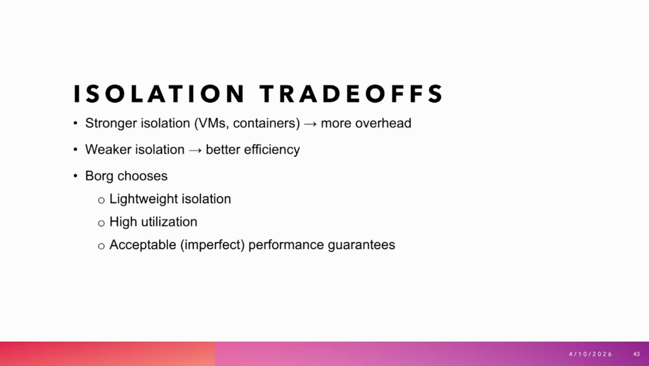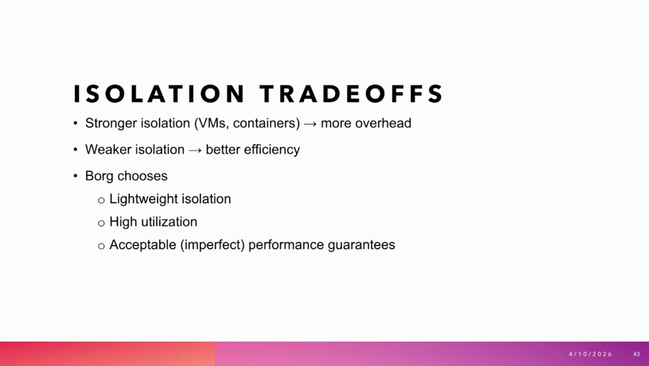Taking all of this together, Borg makes a very deliberate set of trade-offs when it comes to isolation. On one end of the spectrum, you could design a system with very strong isolation guarantees, using full virtual machines or other heavyweight mechanisms to ensure that tasks are completely separated from each other. This would improve both security and performance predictability, but it would also introduce significant overhead and reduce overall efficiency.